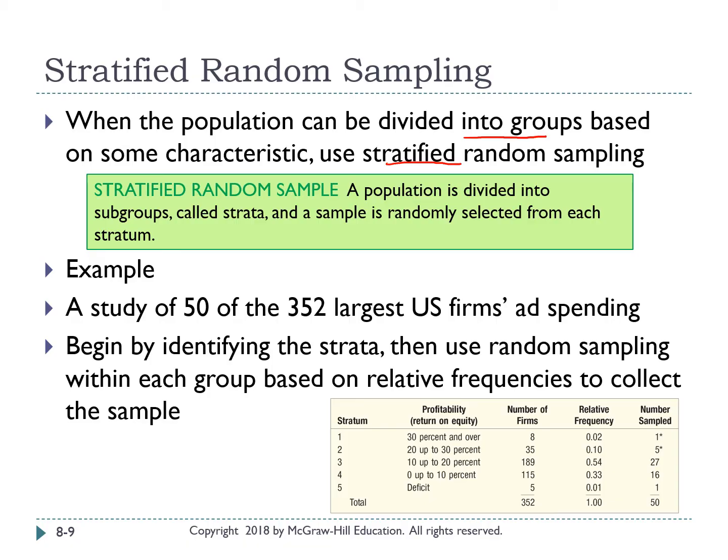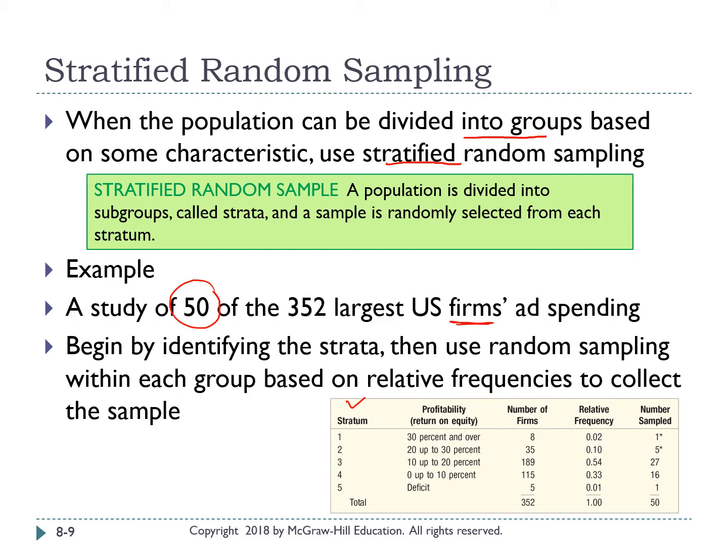So let's look at the example given by the slide. Okay, in this example, you want to study 50 out of the 352 largest US firms. So when we talk about firms, how can you classify the firms? Well, normally when we talk about firms, you will only think about profit. So firms can be classified into different profit levels, right? So in this case, you have classified the firms into a few strata.